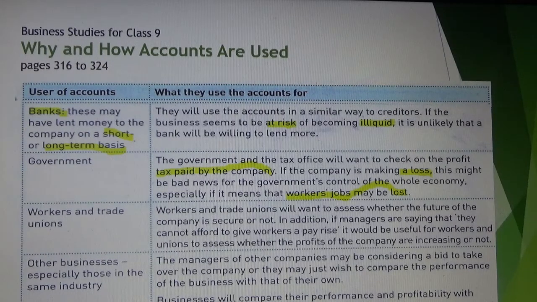Okay. Another group is the workers and trade unions group. The workers and trade unions will want to assess whether the future of the company is secure or not. In addition, if managers are saying that they cannot afford to give workers a pay rise, it would be useful for the workers and the unions to assess whether the profits of the company are increasing or not.